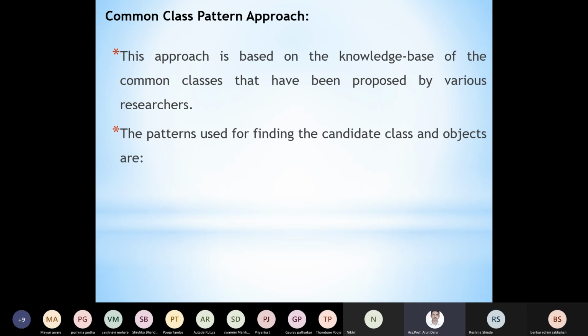So the second approach is, you've seen the first approach, noun phrase approach. The second approach is the common class pattern approach. What happens in this approach? This approach is based on a knowledge base of the common classes that have been proposed by various researchers. We have seen the names of the researchers. The researchers have proposed some knowledge based common classes or some common patterns for finding candidate classes and objects. Based on the researchers' patterns, we have to select the approach.